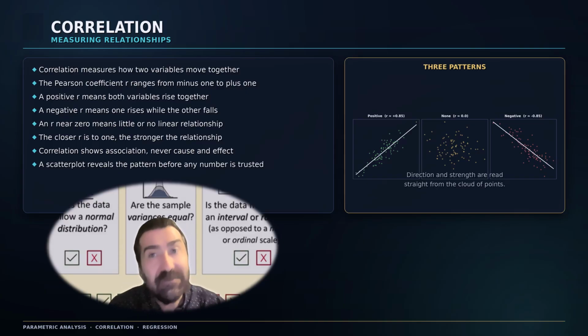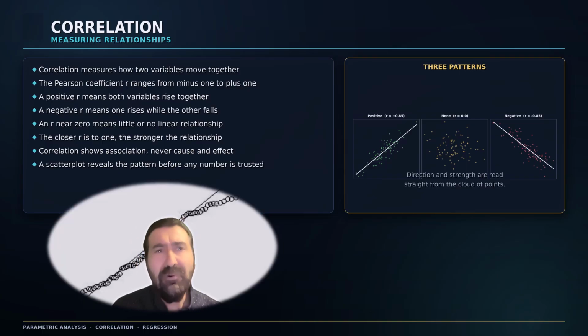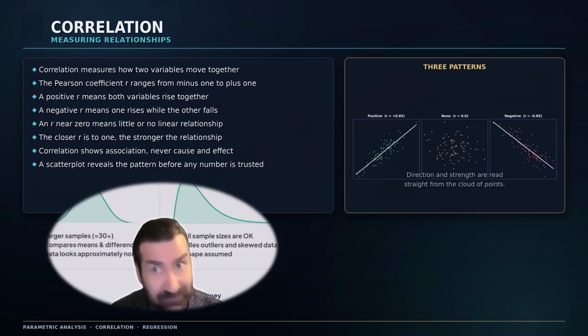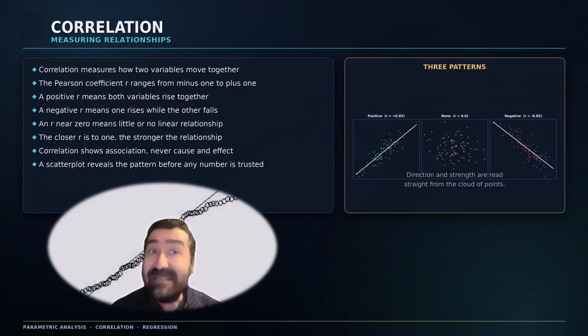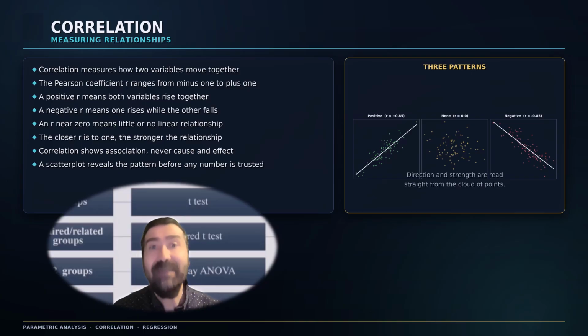Correlation answers one beautiful, simple question. When one thing changes, does the other thing tend to change along with it? The tool we use to measure this is called the Pearson correlation coefficient, and we write it as a single little letter r. Then here's the elegant part. That r value always lands somewhere between -1 and +1. That is the entire scale, end to end. Let me unpack what that actually means.